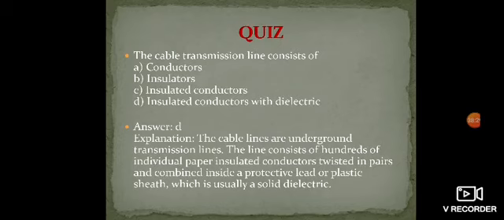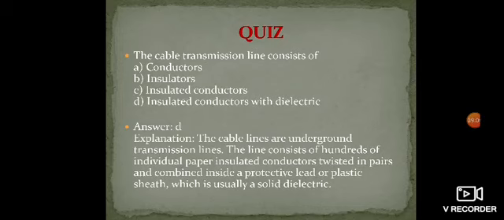The cable lines are underground transmission lines, consisting of hundreds of individual paper insulated conductors twisted in pairs and combined inside a protective lead or plastic sheath, which is usually a solid dielectric material. So whenever we use cable lines, they are underground lines consisting of a number of twisted pairs combined inside a protective covering made of lead and plastic sheath, which acts as a solid dielectric material.